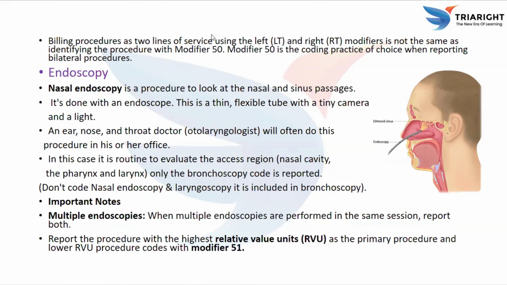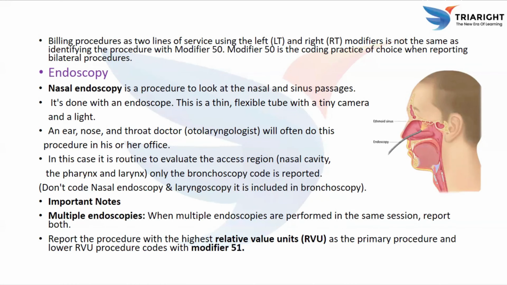Billing a procedure on two separate lines using LT and RT is not the same as reporting a bilateral procedure with modifier 50. So what is the correct rule here? Modifier 50 is the preferred method for reporting bilateral procedures unless the payer specifically requires LT or RT. Modifier 50 means the same procedure was done on both sides, so it is reported on only one line. LT or RT is used when only one side is treated or when the payer requires site-specific reporting. Never combine modifier 50 plus LT or RT within the same line.